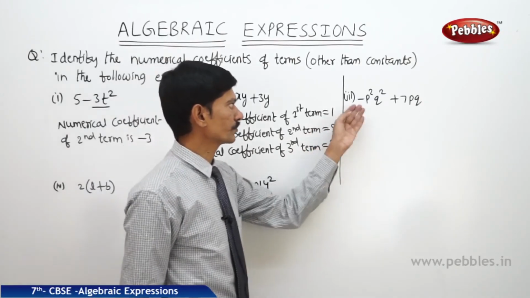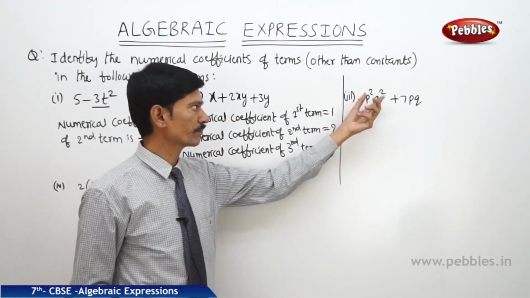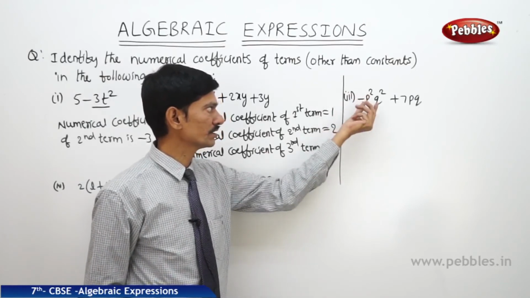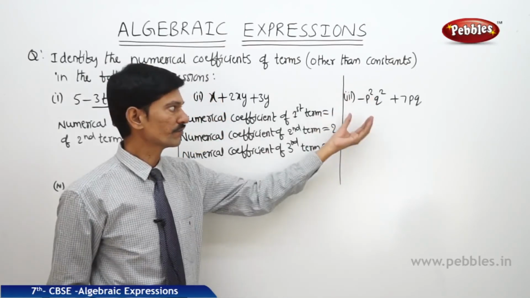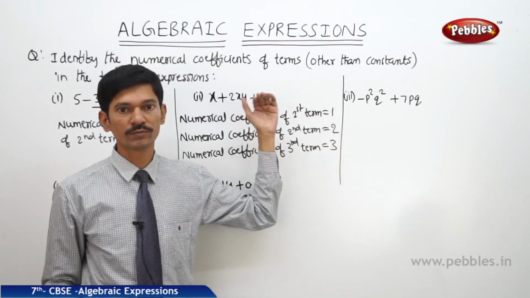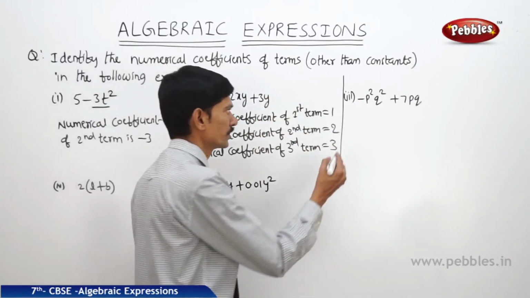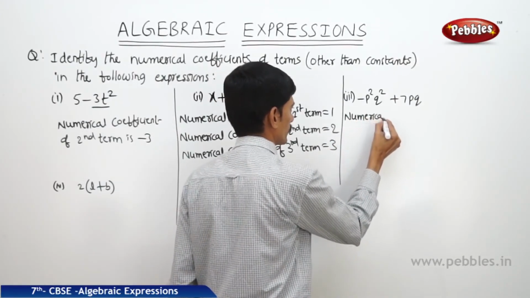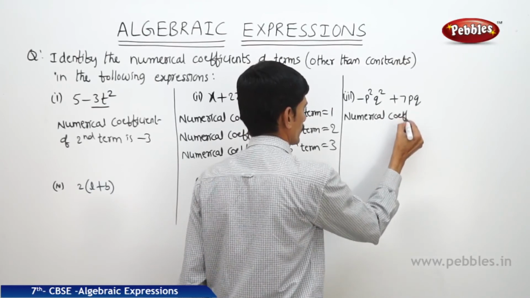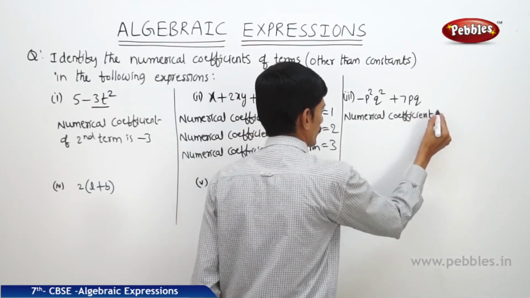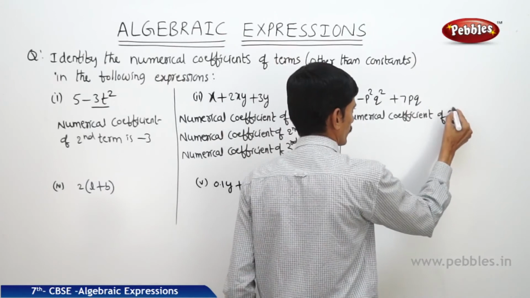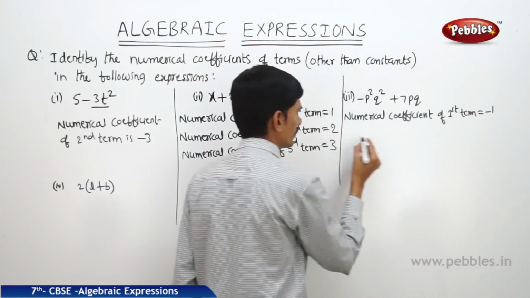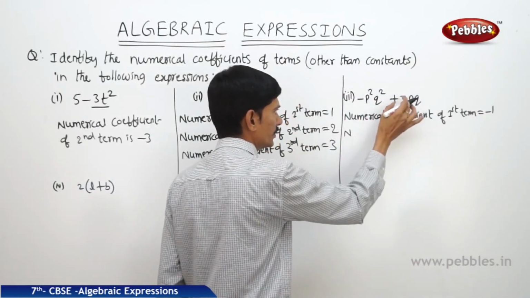Next, third algebraic expression, minus p square q square plus 7pq. Here the numerical coefficient is minus 1 because this is 1 p square q square and the first term is with a negative sign, so its numerical coefficient is minus 1. So the numerical coefficient of first term equals minus 1, and the numerical coefficient of second term is 7.